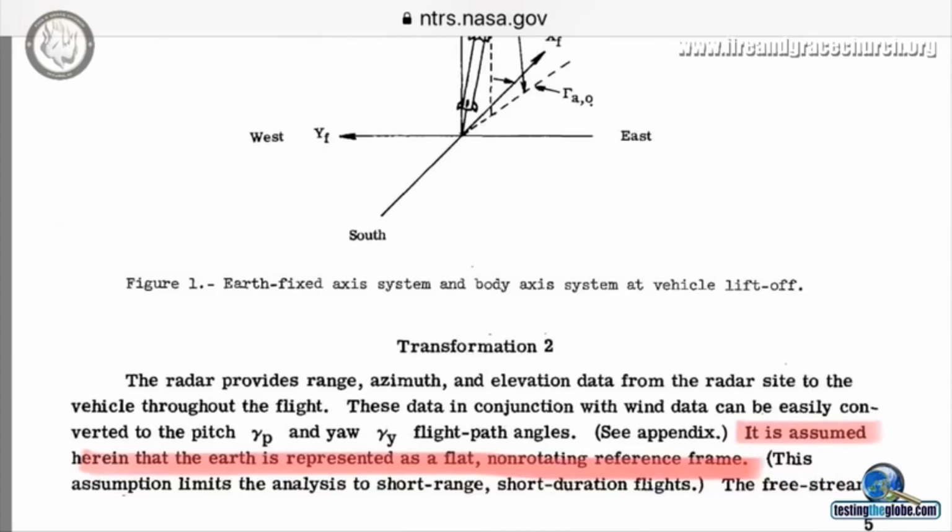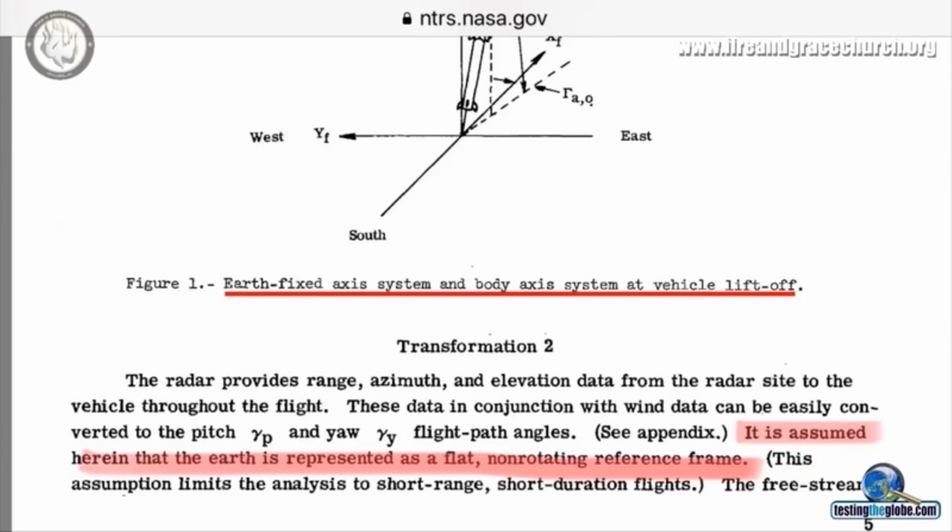This is interesting because it gives you this little frame of reference. Look at north, south, east, west, right? And they're telling you that, again, that represents the Earth fixed axis system. Everybody see that, right there? The radar provides range, azimuth, and elevation data from radar site to the vehicle throughout flight. So we're talking about stuff happening throughout flight, right? The data in conjunction with wind data can be easily converted to pitch, flight path angles.